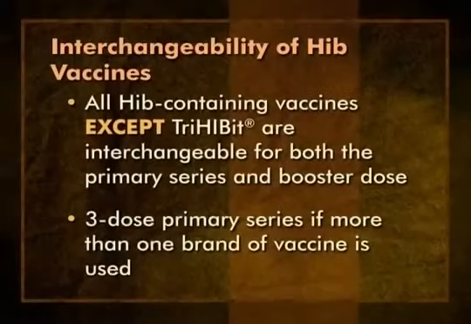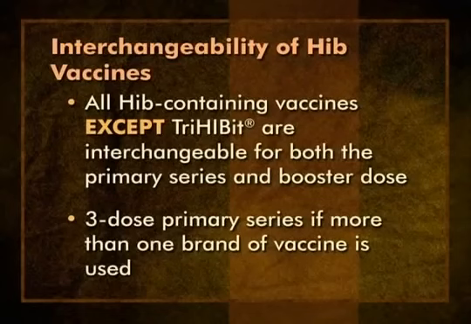There are times when you encounter a child who received Hib vaccine from another office or clinic. You may not know or may not stock the Hib vaccine the child received for the earlier doses. Fortunately, studies have shown that an excellent immune response is achieved when different brands of Hib vaccine are interchanged in the primary series. So ACIP recommends that all Hib-containing vaccines except Hiberix are interchangeable for both the primary series and the booster dose. Hiberix is interchangeable only for the last or booster dose in the Hib series.